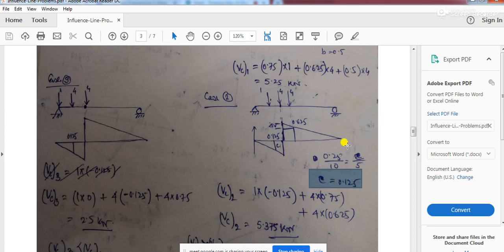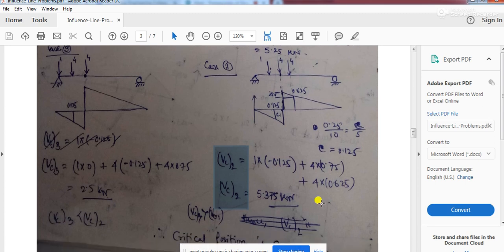Once you get it, you can get the value of the shear at position 2. You just multiply it with this, and you get the value. Here you notice we are applying minus 0.125, and you must understand why. This portion of the influence line diagram we consider positive, and this bottom portion is basically negative. So the ordinate from here to here is considered negative, and the ordinate above is considered positive. Once you do it, you get the value of VC2 as this.